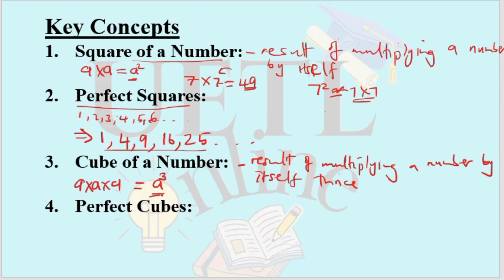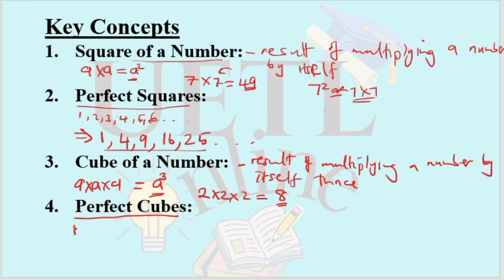Let's give an example of a natural number, which is 2. Let's say 2 times 2 times 2. In this case, we get 8. This means that the cube of 2 is 8. So the perfect cubes are the results of cubing the natural numbers.